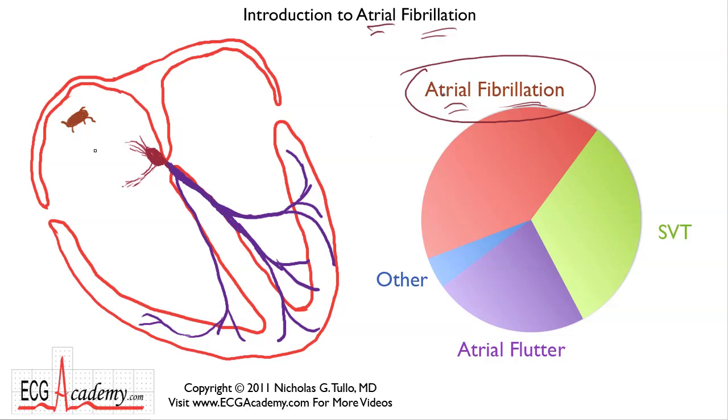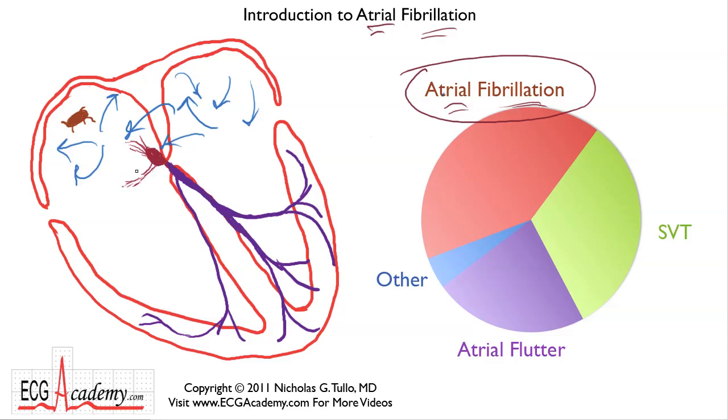Atrial fibrillation is an electrical disturbance in the atria where the electrical signals are chasing themselves round and round in different directions in a very disorganized fashion. And people have described multiple wavelets of reentry going round and round in different directions. Now, that's the classic idea of atrial fibrillation.